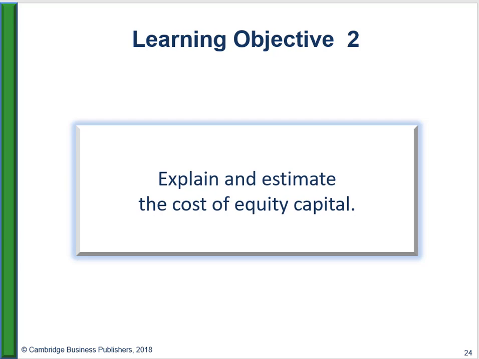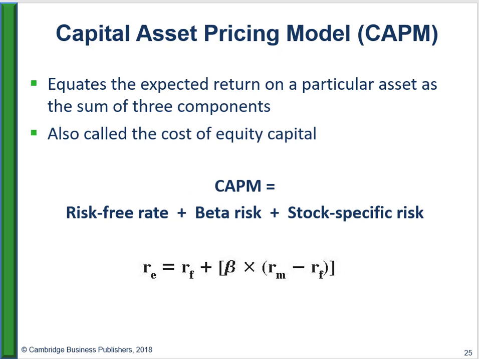Okay, so let's move on to our next learning objective, which is to explain and estimate the cost of equity capital. And we'll talk about that CAPM. CAPM is what's commonly referred to as the Capital Asset Pricing Model, or CAPM for short. And that is going to allow us to calculate the expected return on particular assets, and it breaks down like this. We're going to start with the risk-free rate, which is that time value of money component to the discount rate that we reviewed and talked about.